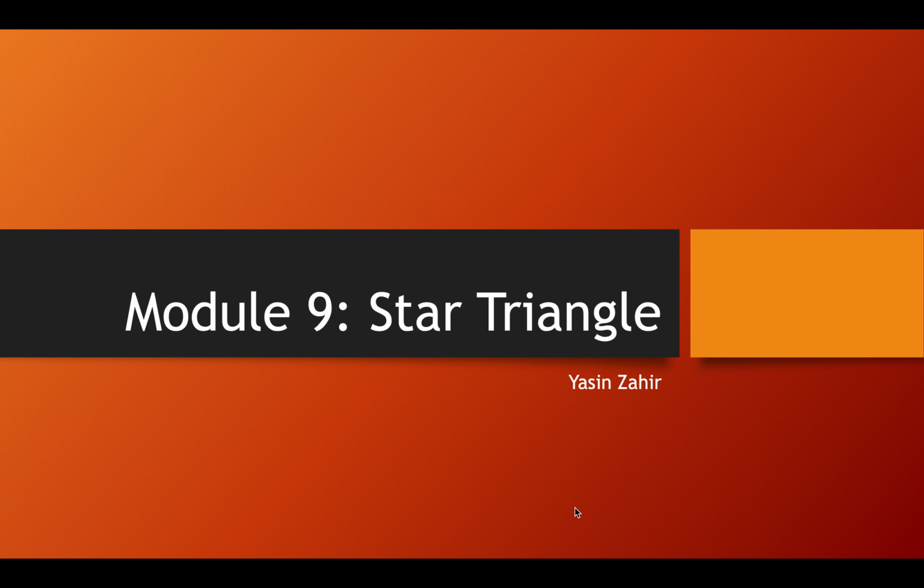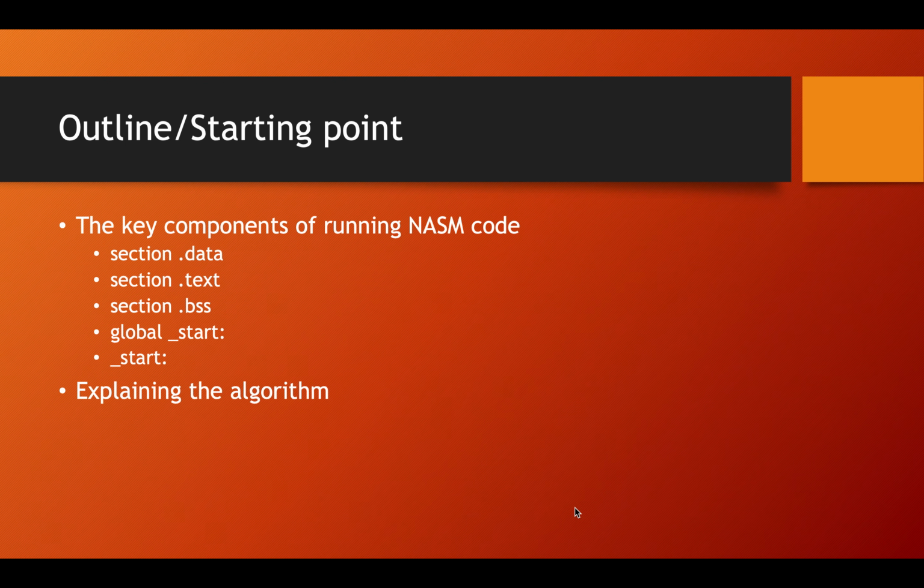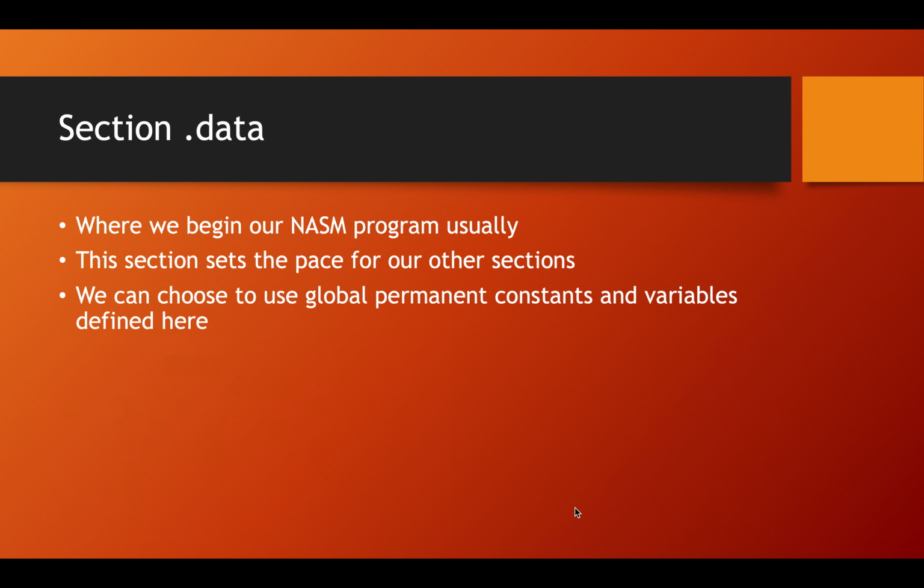Talking about how to implement the star triangle in our NASM program, and this is for the Module 9 assignment. So first, just so we have an outline, we're going to be running over the key components of how to run an actual NASM code, and we're going to be explaining the algorithm, and then we're going to show the implementation at the end. So jumping right into it, we begin with the section.data.